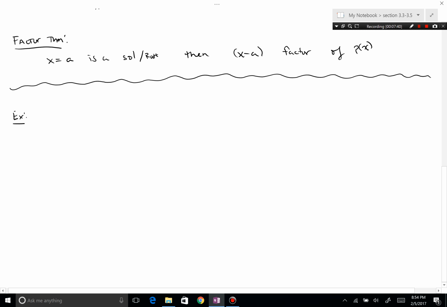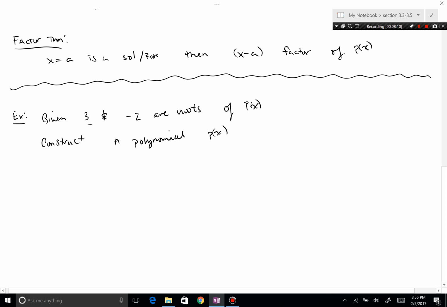Okay, what if I said this? Given 3 and negative 2 are roots, okay, of a polynomial p of x. This is what I want you to do. I want you to construct a polynomial, the polynomial p of x. Okay? So what's the idea here?